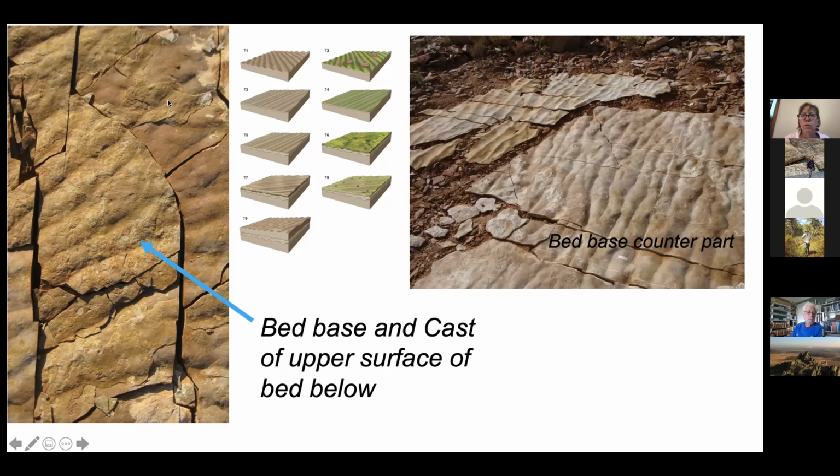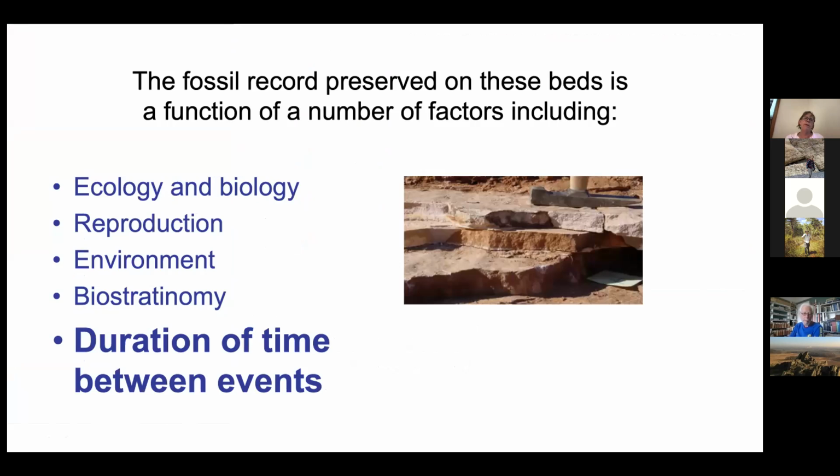I think we went through two audiobooks just getting this shim off. But here we have an idea of the level of maturity of the mat before deposition, and before this bed was deposited there was not a lot of time to develop a mat, or even a community in that sense. So when we think about the fossil record or the record of these beds, there are a lot of things that control it: ecology, biology, reproduction, environment, biostratinomy. But as I'm stressing, the duration of time between events is really important, and we can get a handle on relative time.